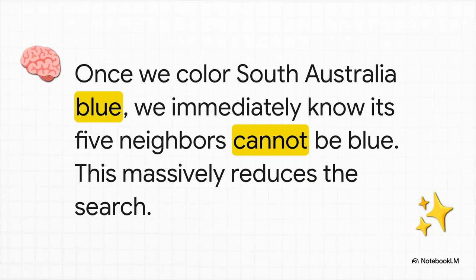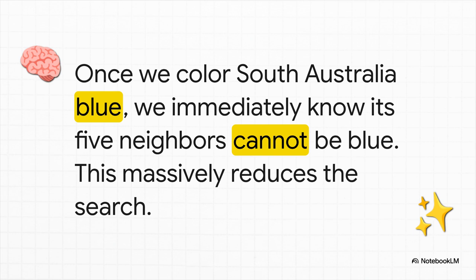Let's jump back to our Australia map. Say we make our first move. We decide to color South Australia blue. Okay, decision made. Now, because South Australia touches 5 other regions, the moment we do that, our neighbor rule kicks in and spreads. It propagates. We know instantly that for those 5 neighbors, blue is no longer an option. It's off the table. We don't even have to waste time checking it later.